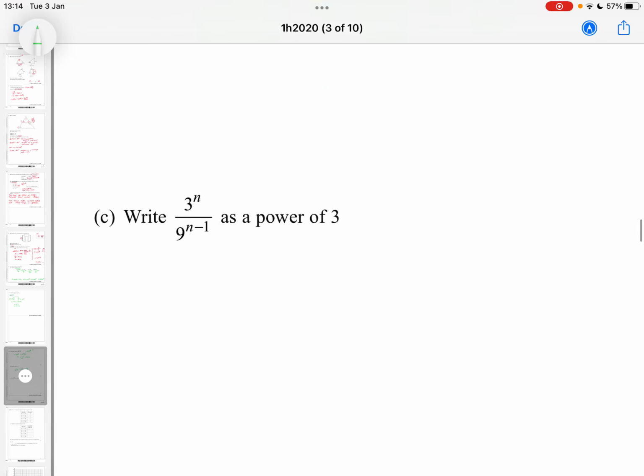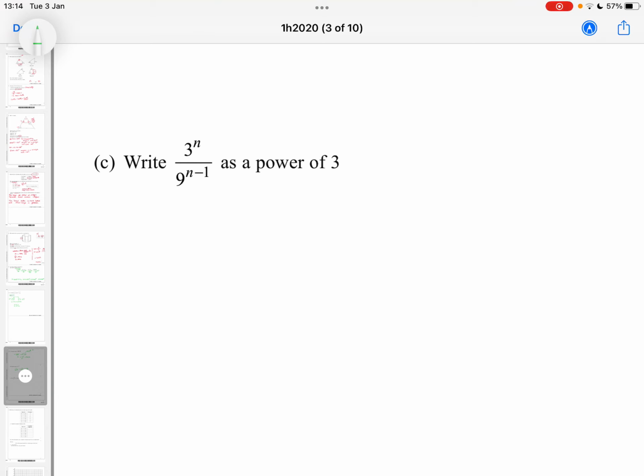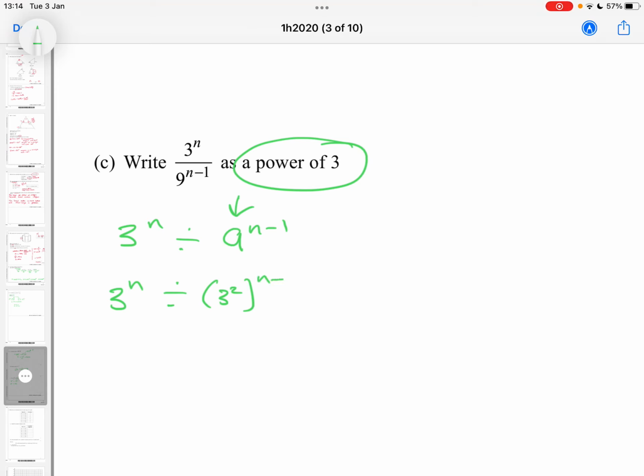Okay, right, the next one then, this time it says we have 3 to the power of n, and we're going to divide that by 9 to the power of n minus 1, but it wants us to write it as a power. So what I'm going to do first is write this so it's next to each other. Because it wants it to the power of 3, I know that I can change that 9. So I know that 9 can actually be written as 3 squared.